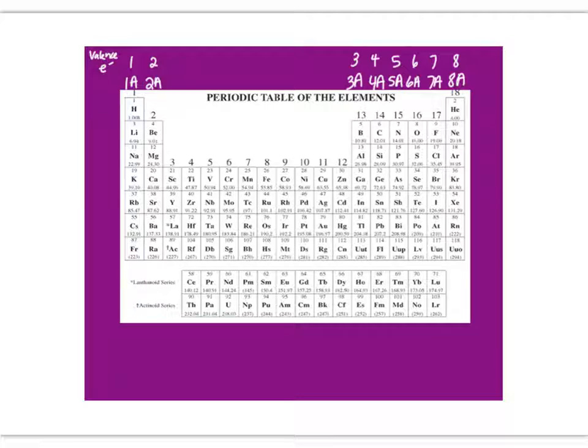A quick review of the periodic table before we start drawing Lewis dot structures. Our main group elements, 1A through 8A, the S block and P block elements, have 1 through 8 valence electrons, except of course for helium, which has only 2 valence electrons. So the group number and the number of valence electrons are always the same for our main group elements.